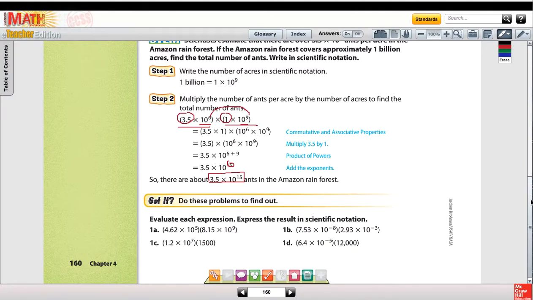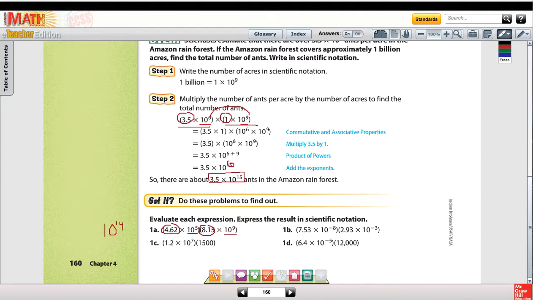For the got it section, I'll do 2, and then you can pause the video and try to do 2 on your own. For this first one, we have 4.62 times 8.15, and then 10 to the 5th and 10 to the 9th. The exponent part is pretty easy because it's the same base, 10, and we can add the exponents 5 and 9 to get 14.